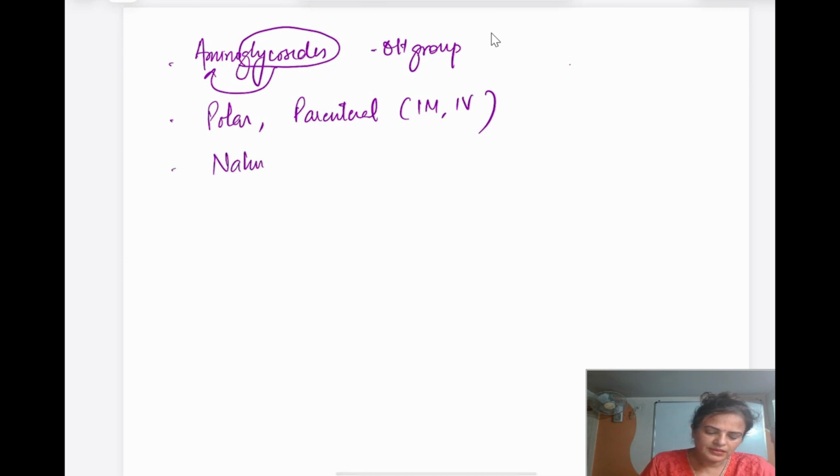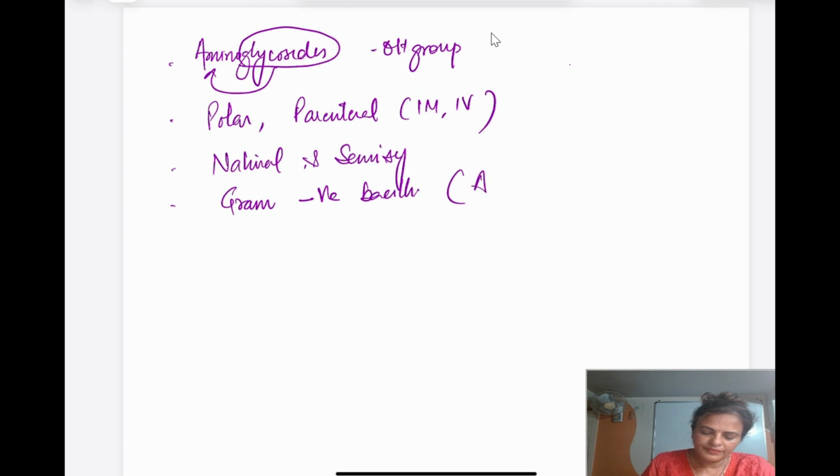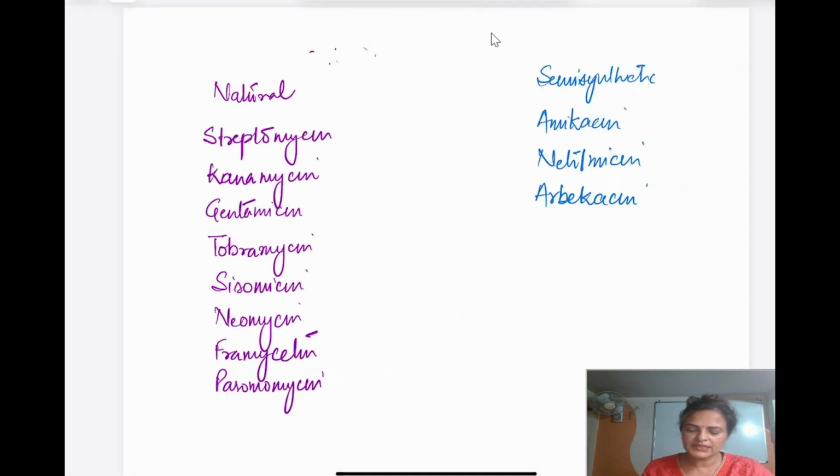semi-synthetic derivatives, effective mainly against gram negative bacilli, and that too aerobic, not effective against anaerobes. So they are available as natural and as semi-synthetic derivatives.